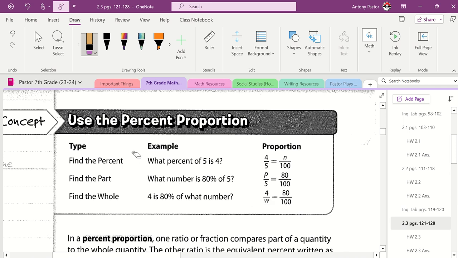So the only one that doesn't make sense is percent. When we find the percent, we use N. When we find the part, we use P. When we find the whole, we use W. So just remember, when we find the percent, use N for the number percentage.